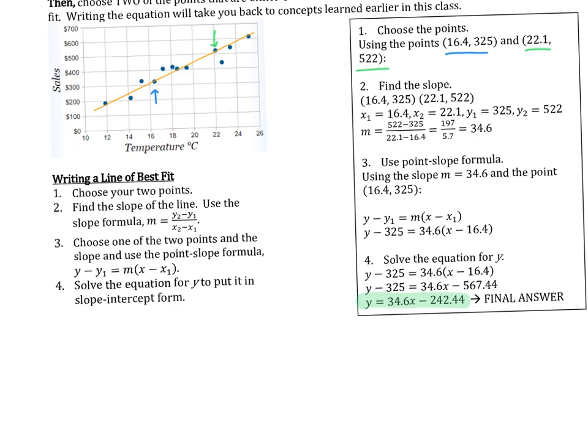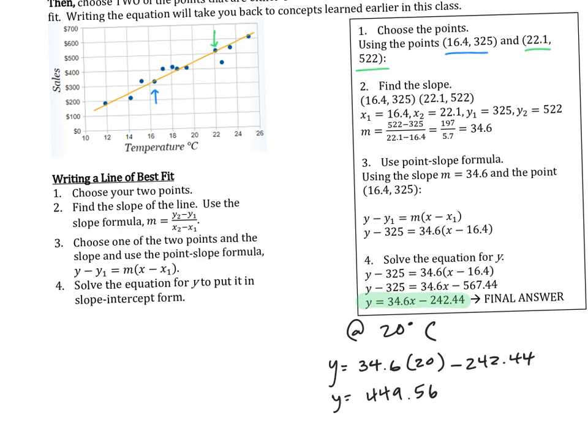So like I said, if I take 20 degrees Celsius, how much would you expect to make, right? So this is why a line of best fit is useful, because it can help me to predict things. So I'm going to plug in 20, and I'm going to solve this equation.